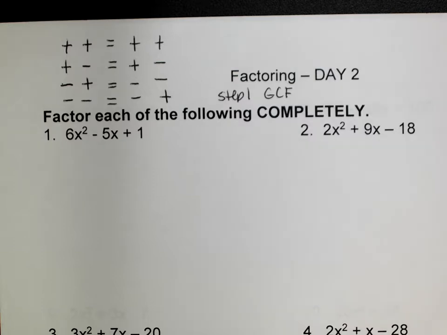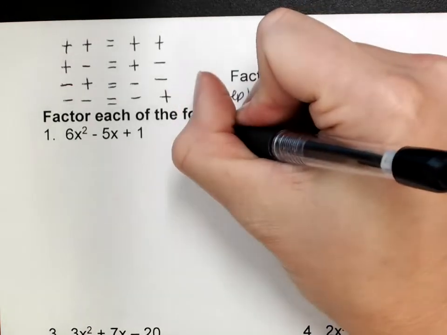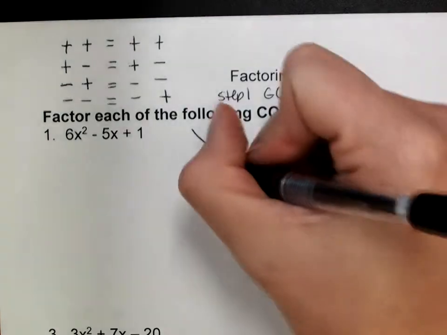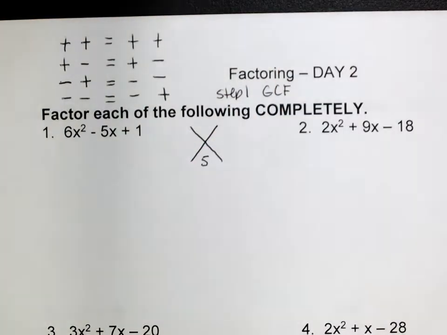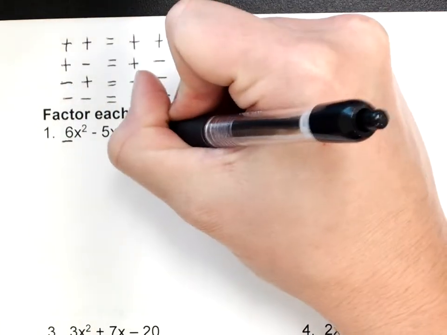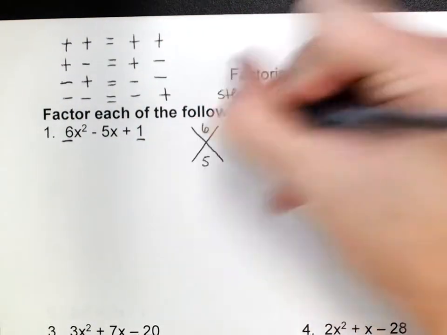So to figure out your factors from here, I'm going to use a little organizational strategy. It's called the X method. So I'm going to draw a little X here. The bottom number is going to be my middle term. The top number is what I get when I multiply the first and the last term together.